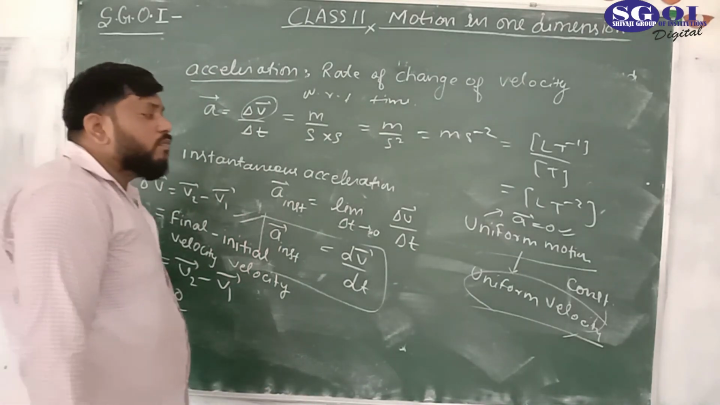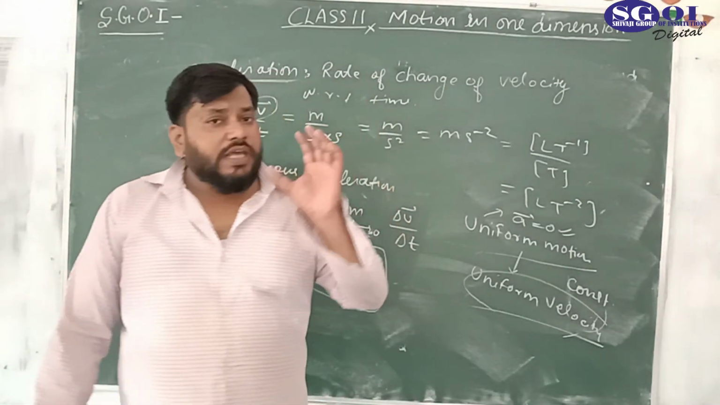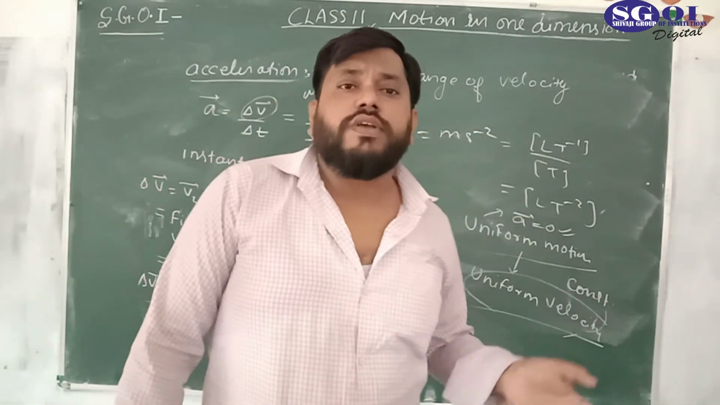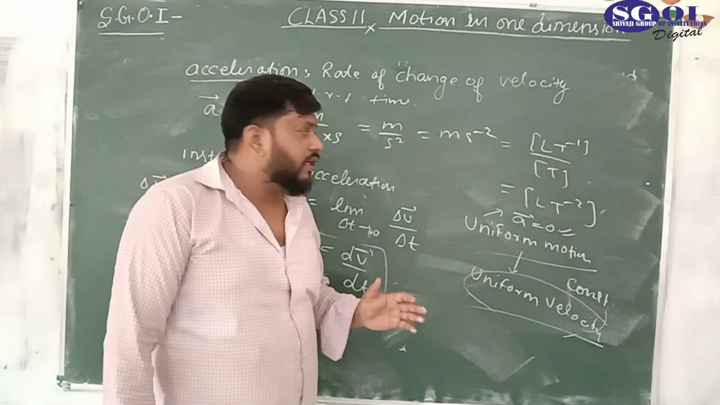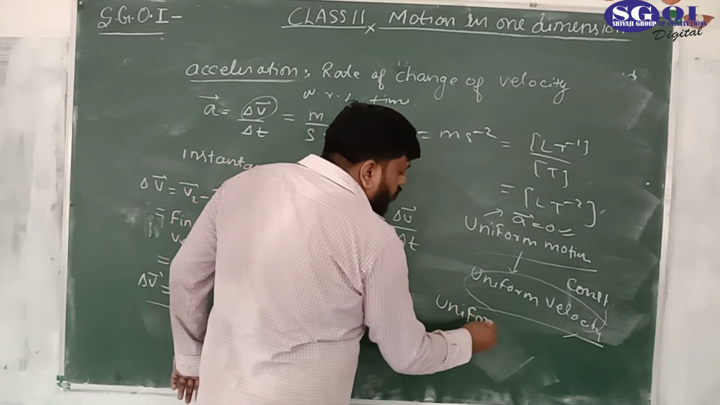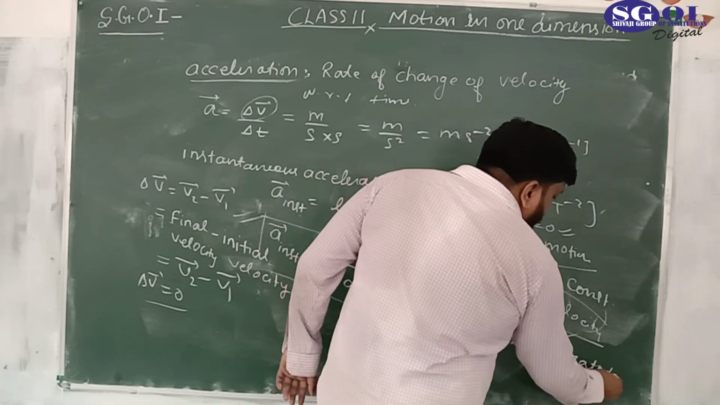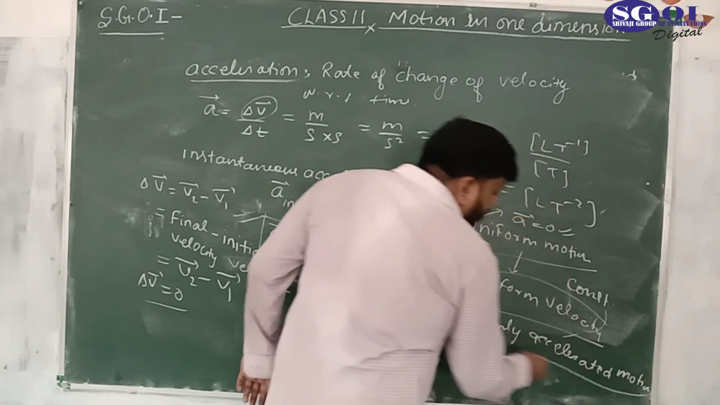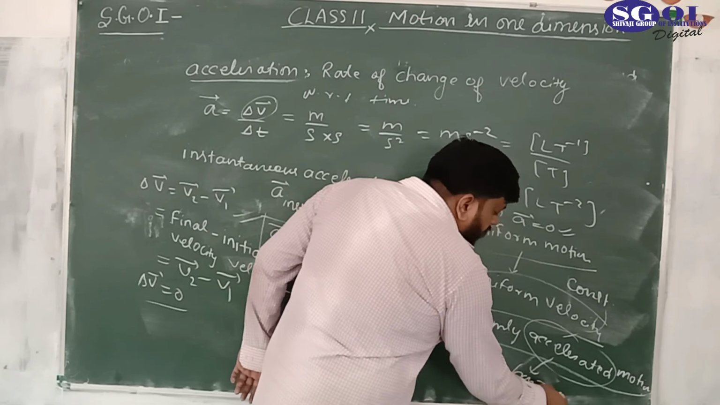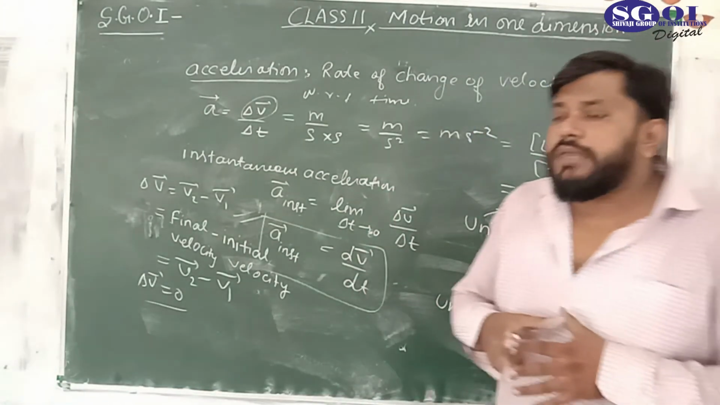Don't confuse uniform motion with uniformly accelerated motion, because both are different. In uniformly accelerated motion, there is acceleration, meaning acceleration is not 0 in that case, but the value of acceleration is constant. It would not change with respect to time interval. In uniformly accelerated motion, this is a non-zero value. It means velocity changes with respect to time, but the change in velocity with respect to time is constant.